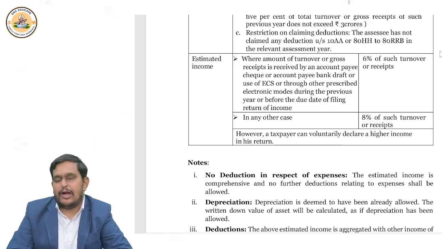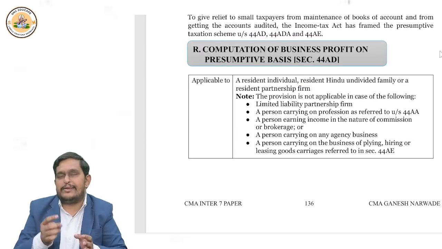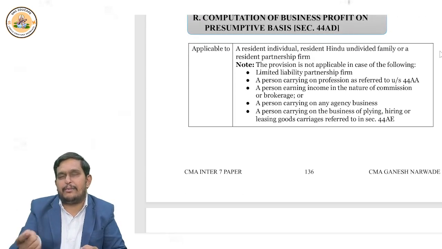Right? You have to remember the entire content which we discussed till now. Let me again repeat for you. This section applies to whom? This section applies to resident individuals, resident partnership firms, and resident Hindu undivided families. It is not applicable to commission broker businesses, agency businesses, and LLPs, right?